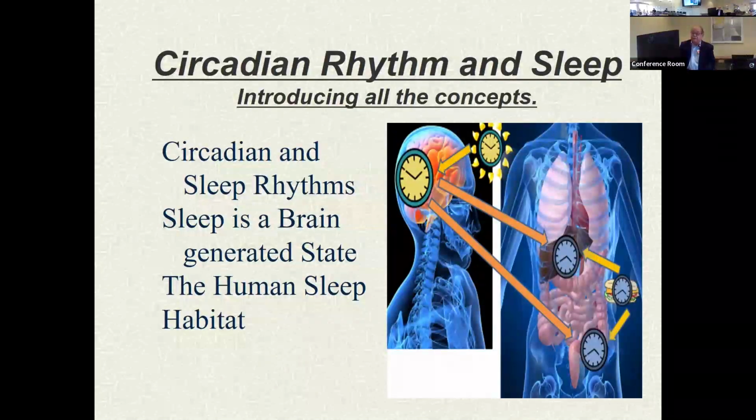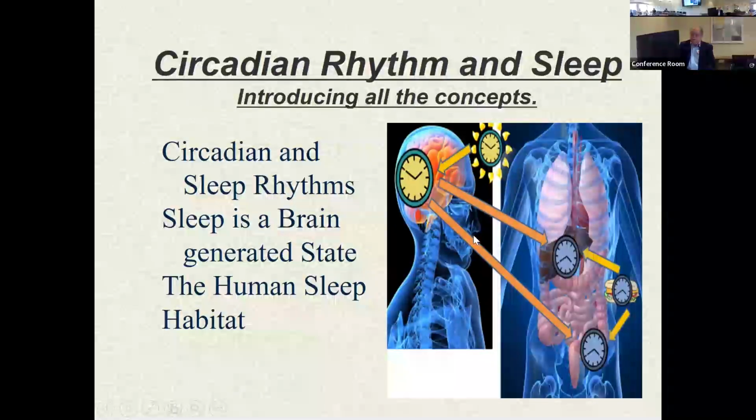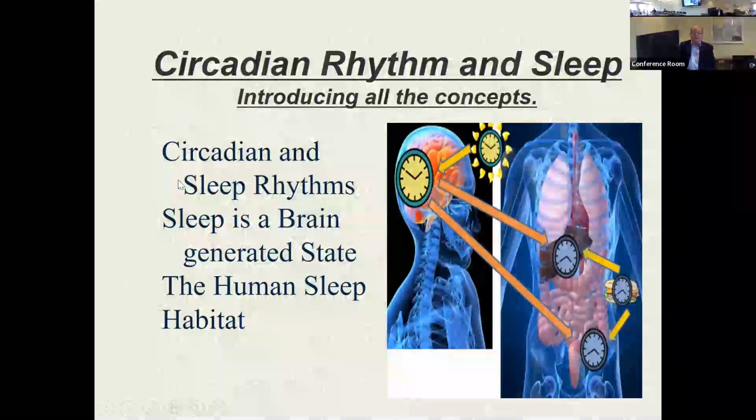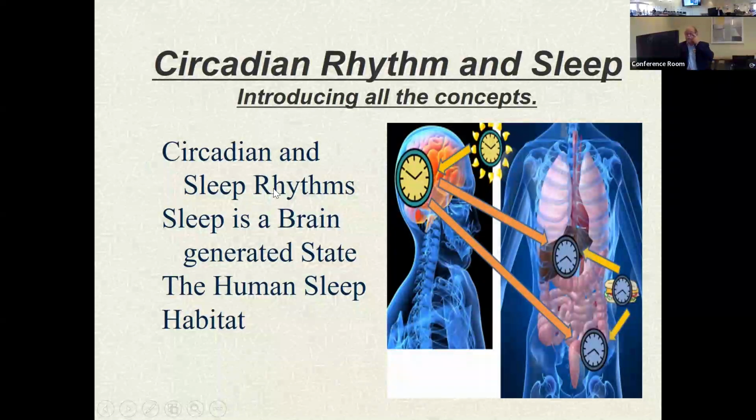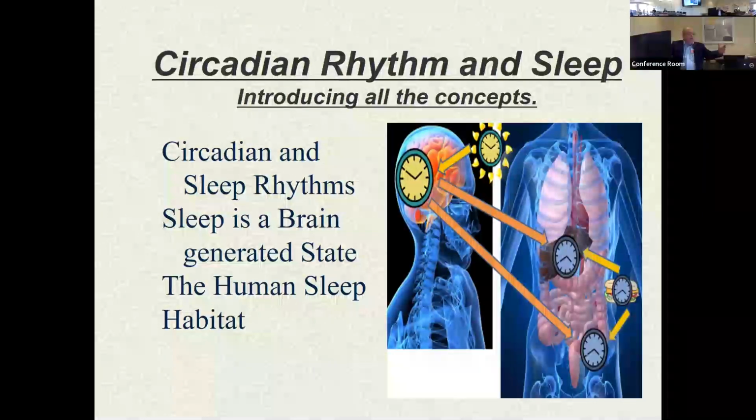So circadian rhythm. Circadian sleep rhythm. Sleep is a brain-generated state, a human sleep habitat. We're going to talk about this circadian rhythm, and there's an area of the brain, the suprachiasmatic nucleus, which organizes your perception of light. But then there are clocks all over your body. Each of the organs has a clock, each of them has these clock genes, and each is hooked up to various outputs in different ways. If they're all in harmony, that's health. If they're in disharmony, it usually means there's going to be a problem.